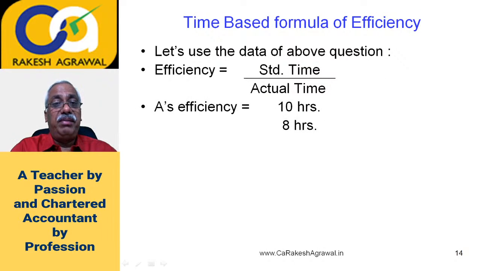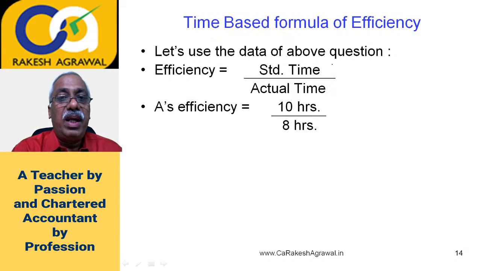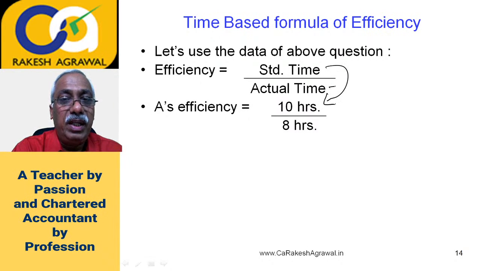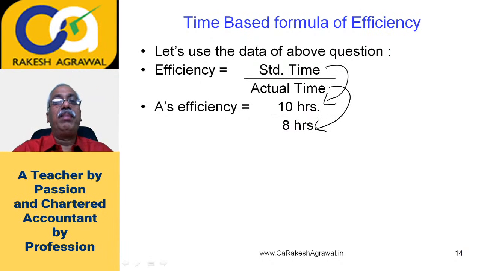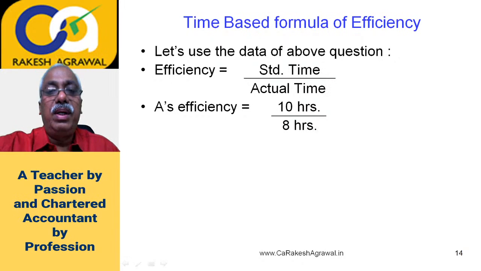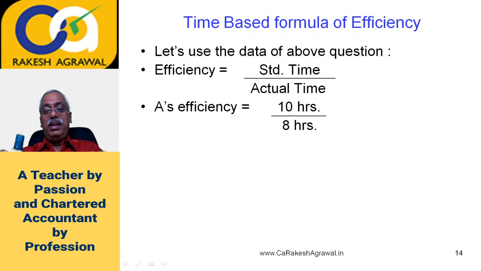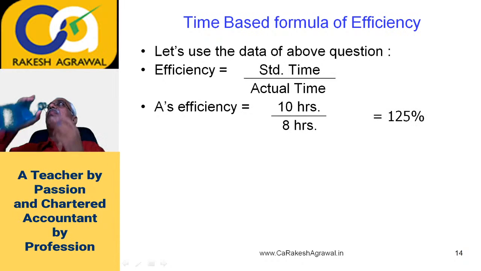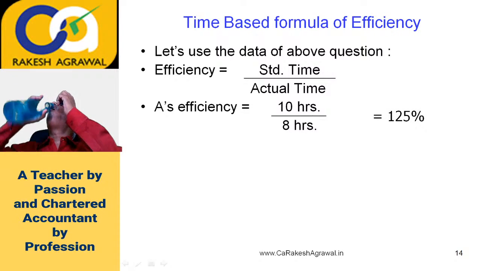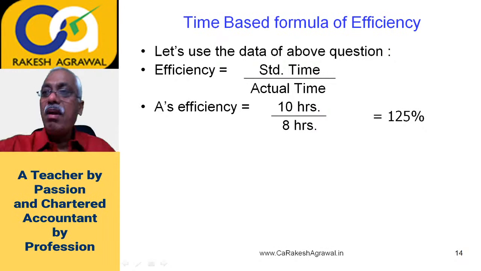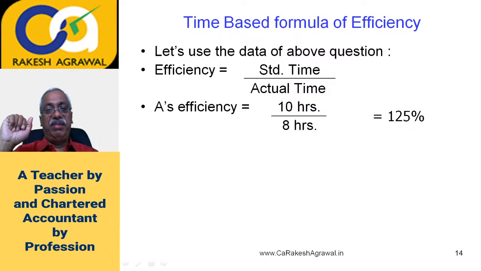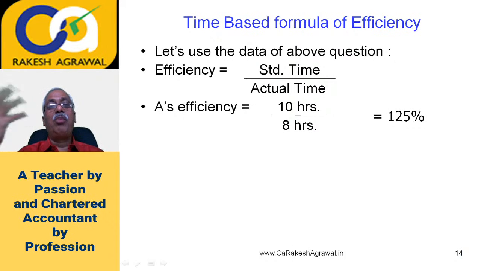Now let us see A's efficiency. If you remember, A was allowed 10 hours, but he actually took 8 hours. He completed the work in 8 hours. So 10 upon 8 into 100. Just use your calculator. 10 divided by 8 into 100. Into 100 is just for percentage. And I think you will get 125%. So we will say A is 125% efficient. This is just to indicate how efficient the worker is, to compare the efficiency of 3 workers. So A's efficiency is 125%.